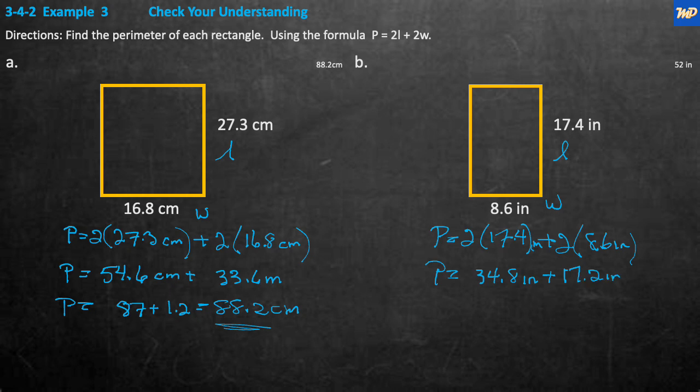And if we add these two together, P should be equal to 34 and 17, so the 10 and 3 is 40, and then 4 and 7 is 11, so that makes 51. Then 51 plus 0.8 plus 0.2 is 1. So the answer is 52 inches.